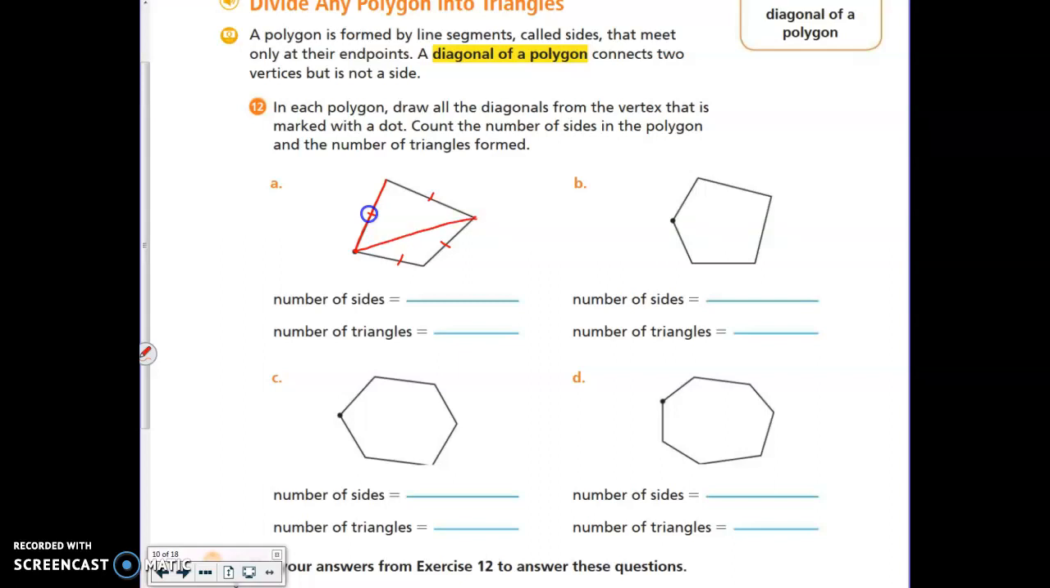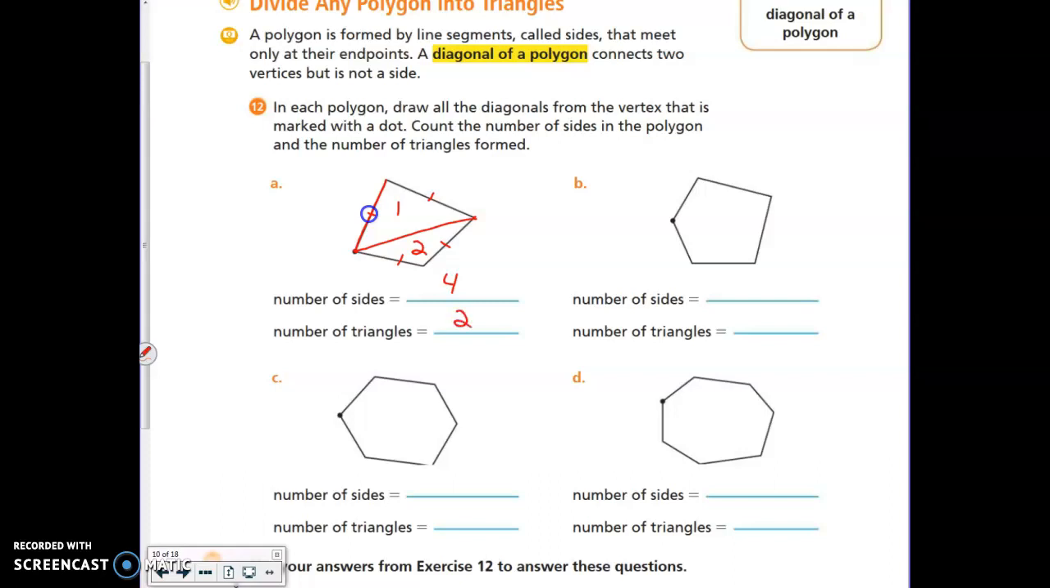Now, those triangles are not even. We're not saying that we are dividing this shape up into even triangles. If it was a regularly shaped object, we could, but in this case, it's not a regular quadrilateral. It is just an irregular quadrilateral. So to answer this question for number 12a, it says how many sides does it have? We've already counted. We see that there are 4 sides on this polygon. And we have drawn one diagonal going across, and that has divided this quadrilateral up into 2 triangles.